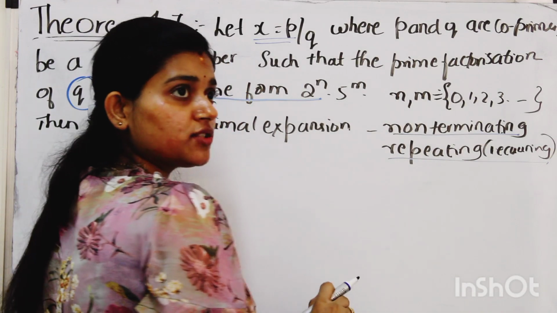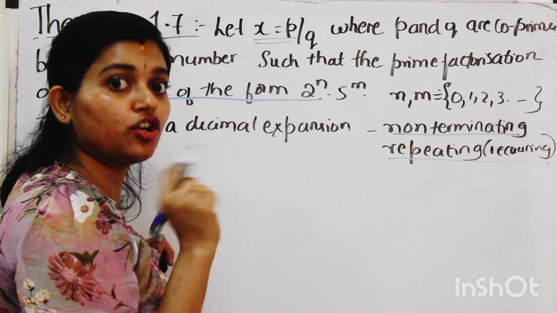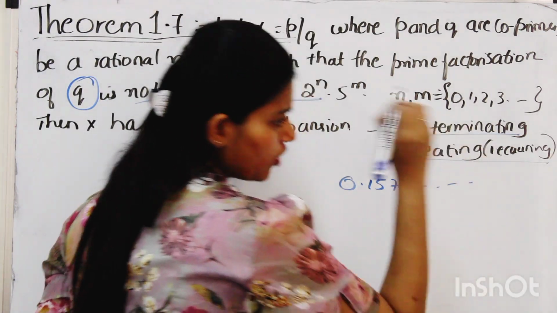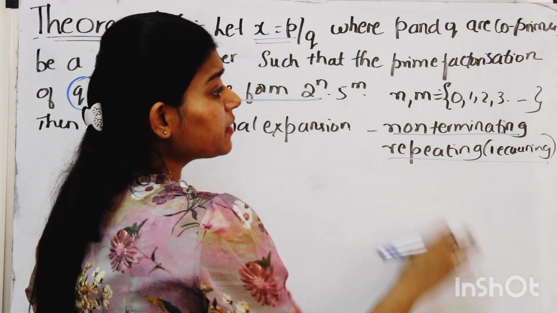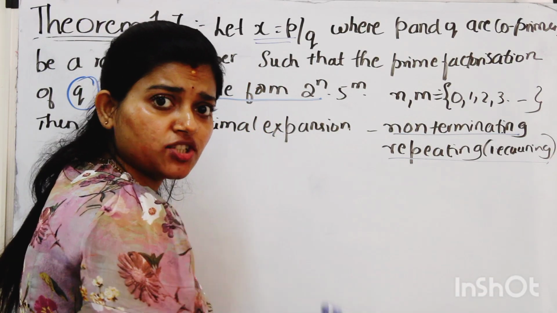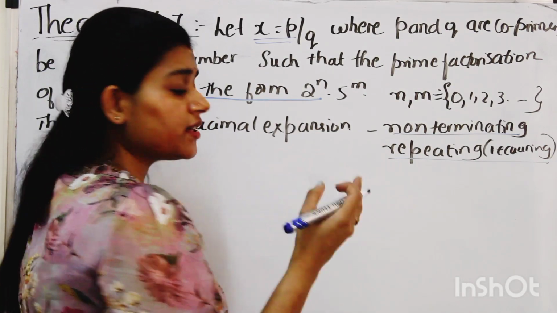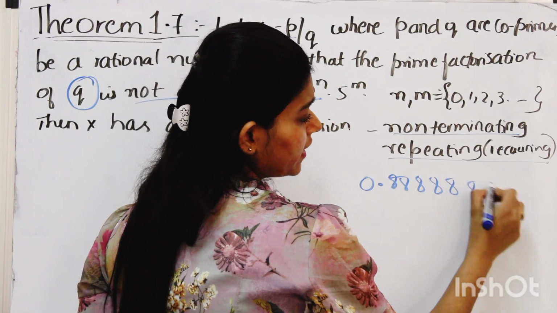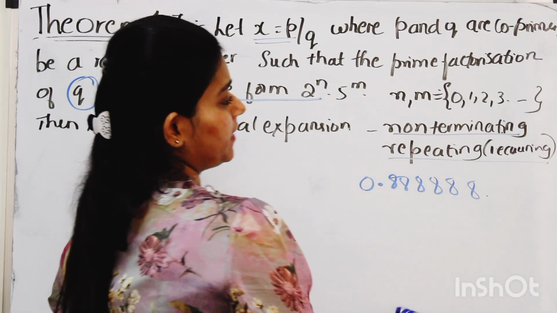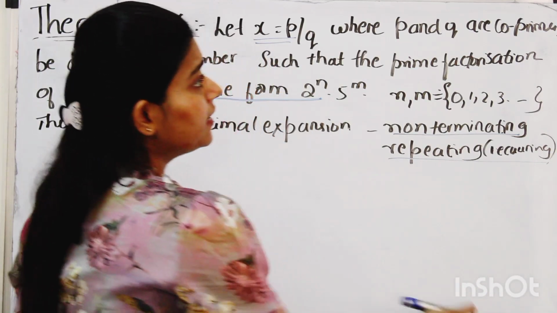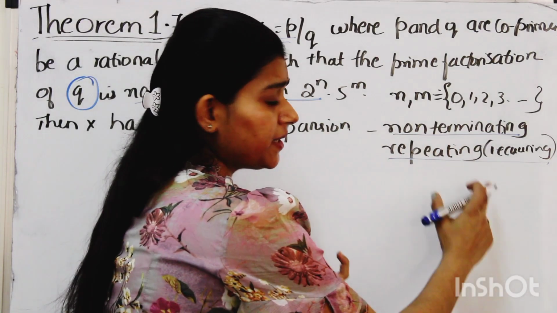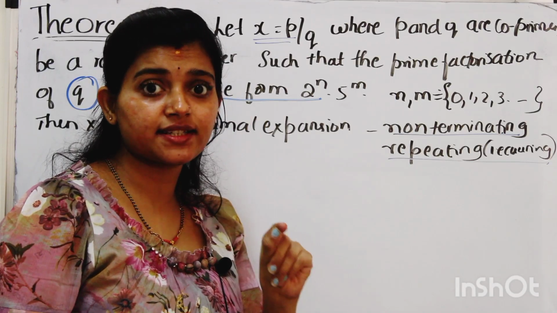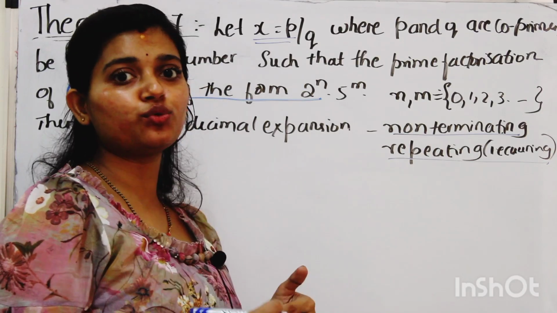Okay, what does non-terminating mean? Terminating means it has an end. Non-terminating means it has no end, for example 0.1576 and it goes on. And repeating means the numbers after the decimal keep repeating with no change, like 0.8888 and this goes on. So when the decimal expansion is non-terminating and repeating, the prime factorization of q is not expressed in the form of 2 and 5.